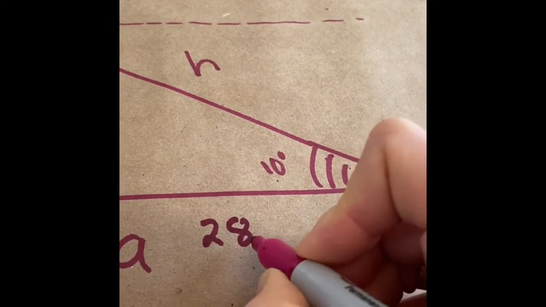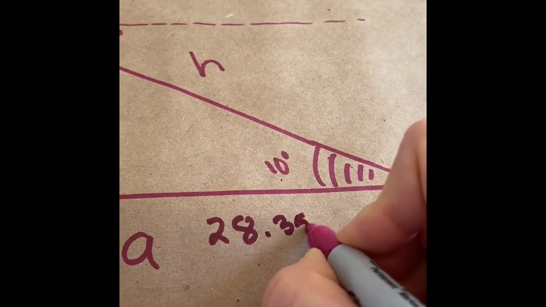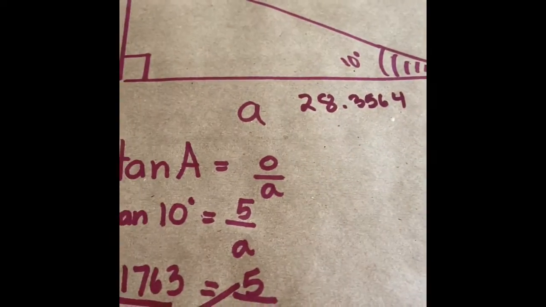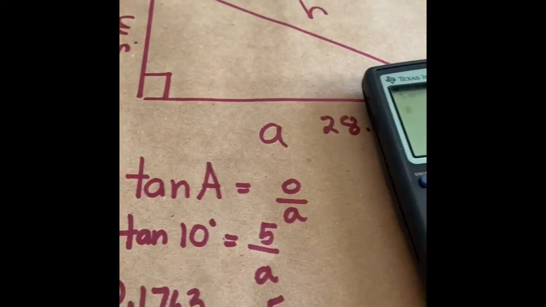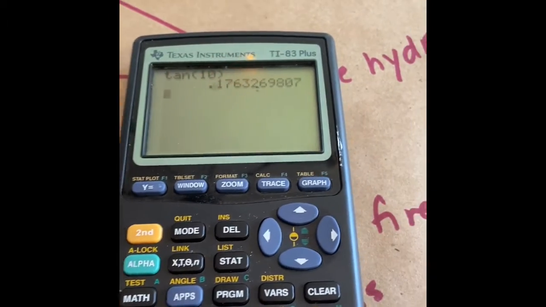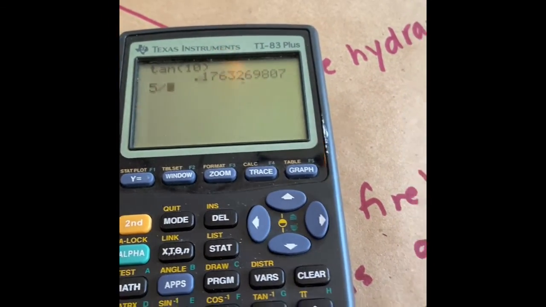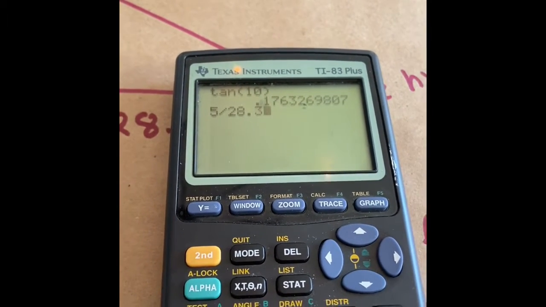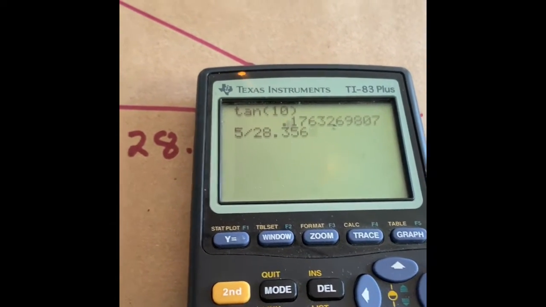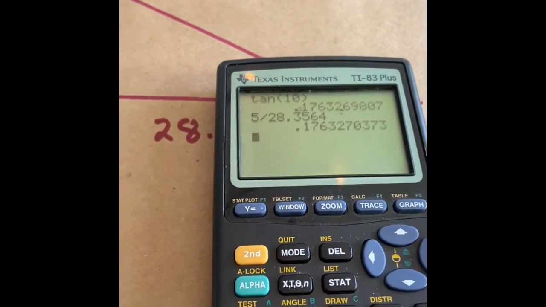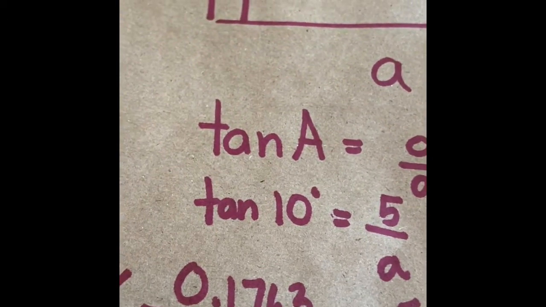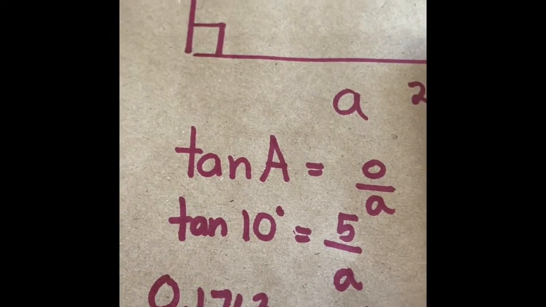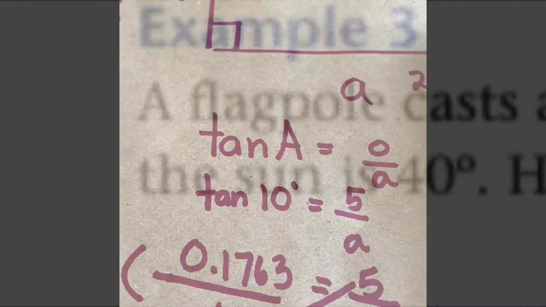It's actually 28.3564. Okay, now if you want to check to make sure that was right, let's try with our calculator. Take our calculator and let's go 5, my O is 5, divided by my A, which I now know is 28.3564, equals 0.176. And remember, that's exactly what I was supposed to get for tan 10. So we've done that one correctly. Let's try another one together.